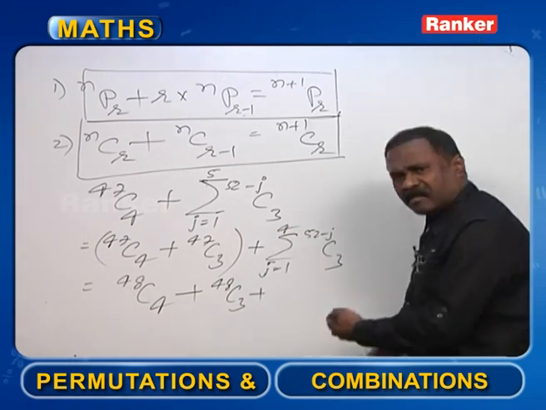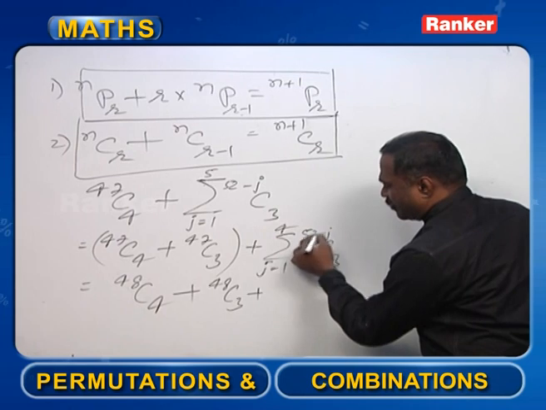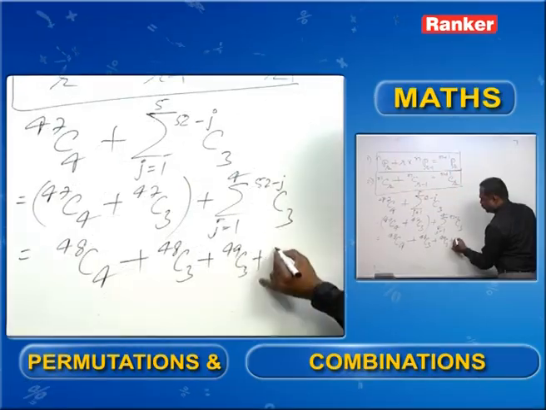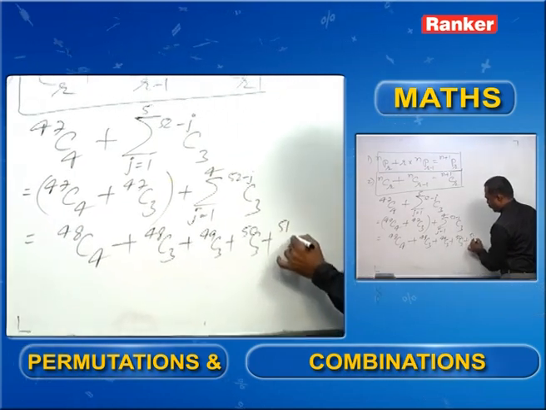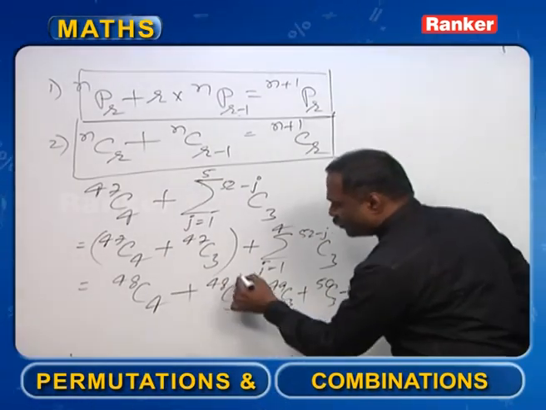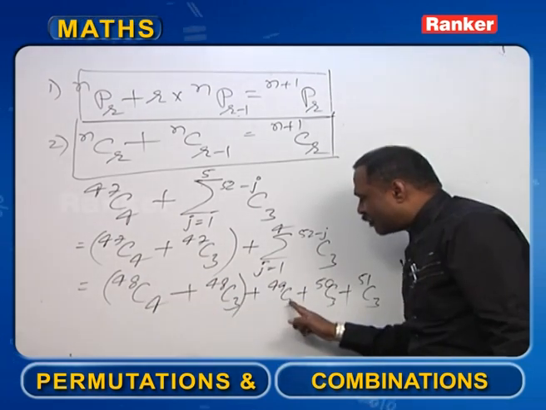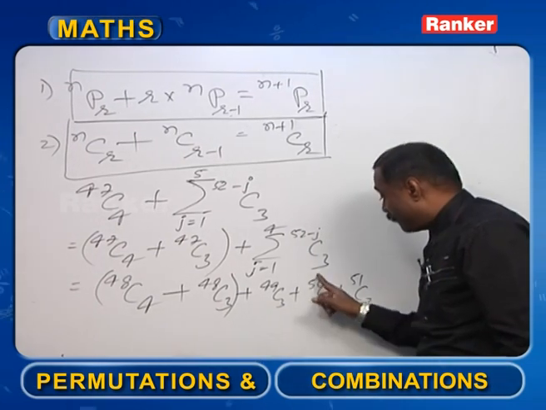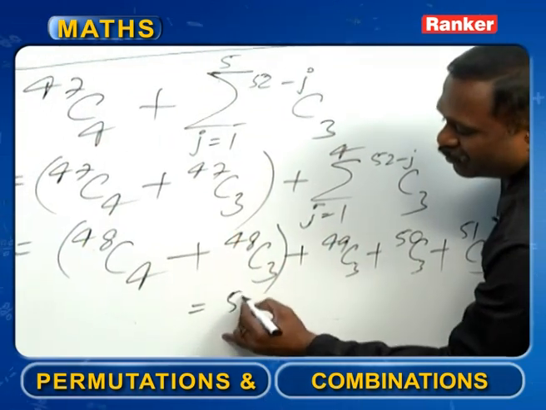Plus. Let us write all the things, you will understand. Next, if you write 3, it should be 49C3. If you write 2, it will be 50C3. If you write 1, it will be 51C3. That's all. Everything is expanded now. Now this becomes 49C4. If you add that to this one, 50C4. If you add that to this one, 51C4. If you add that to this one, 52C4.